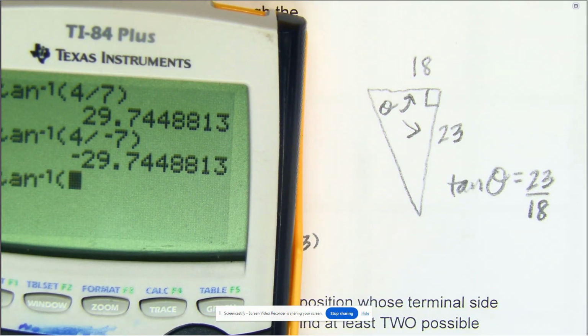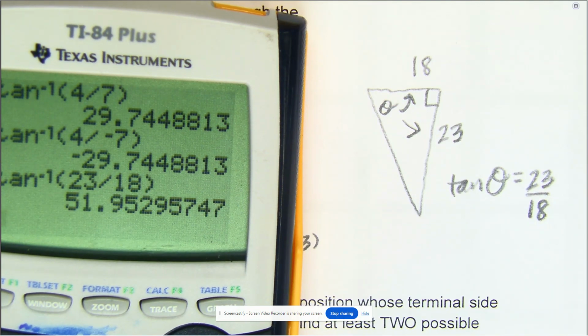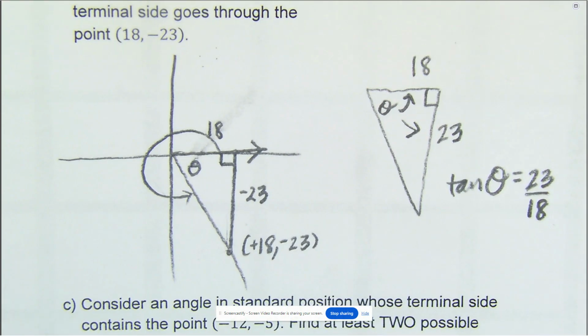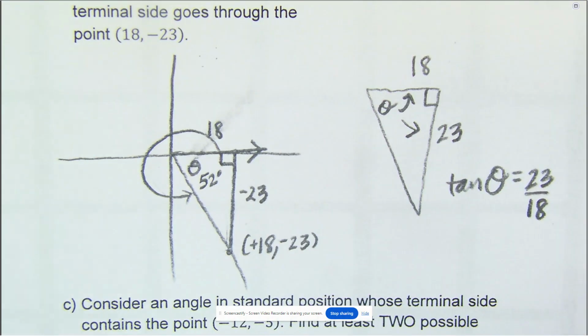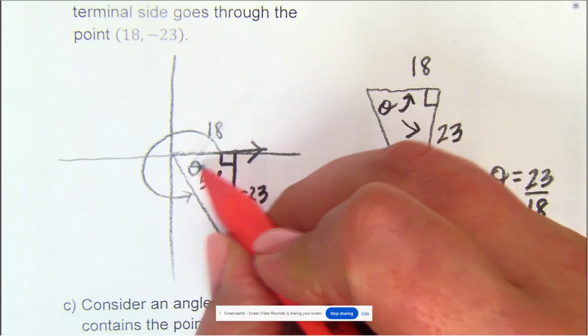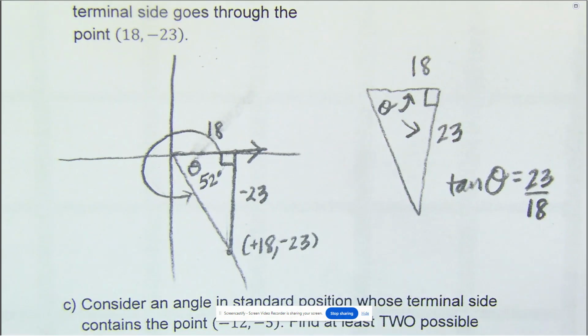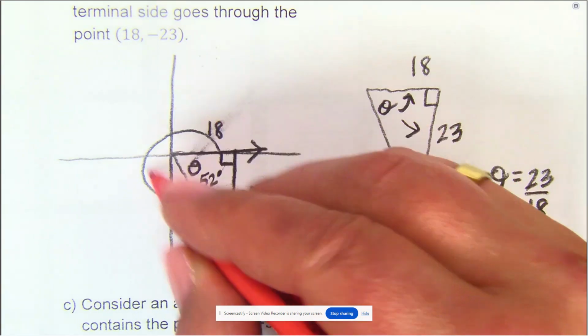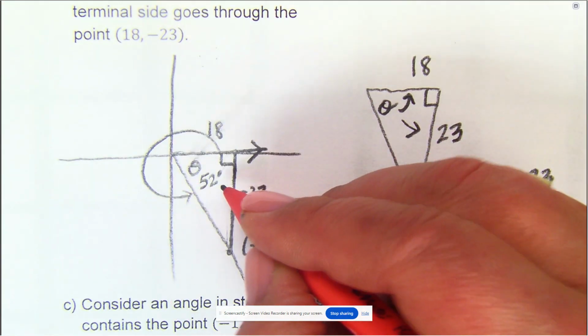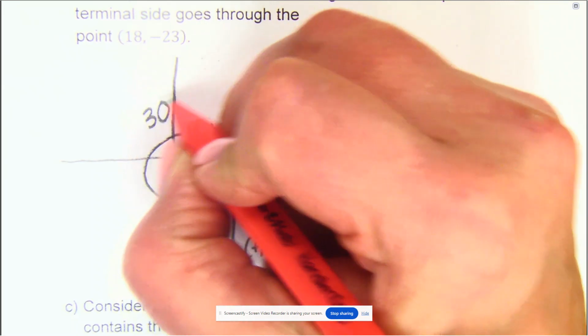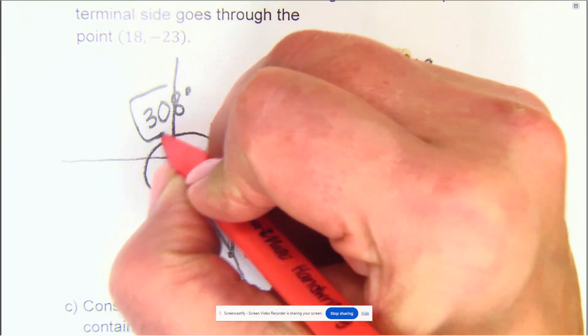Tangent inverse of 23 divided by 18. So it's about 52 degrees. Now that's not the answer. It's 52 right here. Because it's in quadrant 4, you could use 52, but it's negative 52. If I wanted to do the positive angle, it's all the way around except 52 degrees. So this is a possibility of 308 degrees.